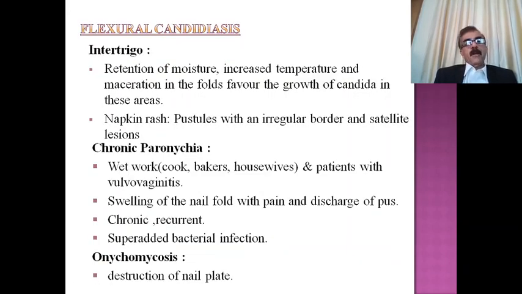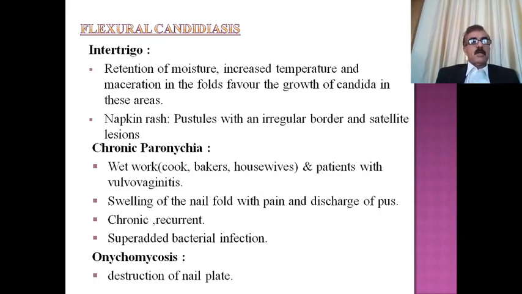Then flexural candidiasis, as we have already discussed, there are predisposing body folds which cause candidal infection because of friction, because of retention of moisture or increased temperature. Then they present as intertrigo. There is maceration in the folds, which leads to candidal overgrowth, and satellite lesions are there, erythematous lesions are there, and intense pruritus and pain can be there.